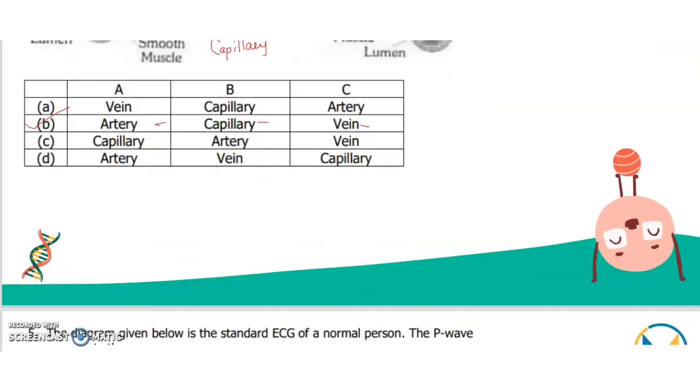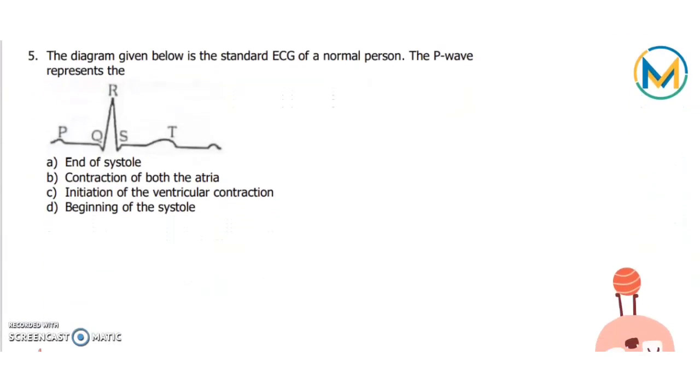And the last question. The diagram given below is the standard ECG of a normal person. The P wave, that is this area, represents what? So this is a normal ECG which has 5 deflections, as you can see: P, Q, R, S and T, among which the P wave indicates impulse of contraction generated by sinoatrial node, and it spreads in atria, causing atrial depolarization. Thus, correct option is B, that is contraction of both the atria.